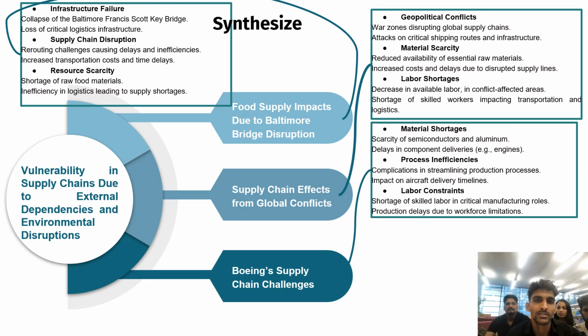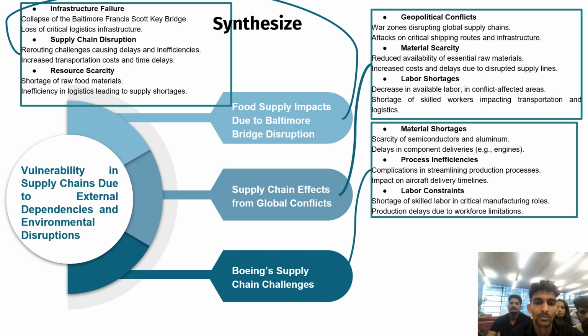The next slide is synthesis. The synthesis slide focuses on the core problem of vulnerability in supply chains due to external dependencies and environmental disruption. The vulnerability is dissected into three major areas: the impact on food supplies due to the Baltimore Francis Scott Key Bridge disruption, the effect of global conflict on supply chains, and Boeing's specific supply chain challenges.